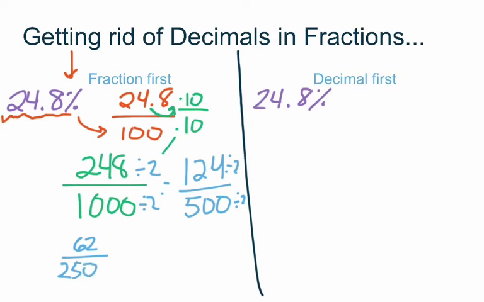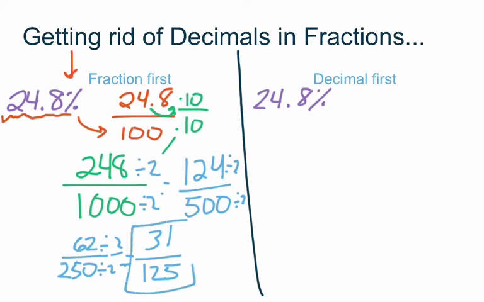Now they're still both even, so I'm going to divide by 2 over 2 again. That would give me 31 over 125. And I know that 31 is a prime number, so these cannot be simplified any further. So that was doing the fraction form first. So taking that percent, putting it right over 100, and working from there.